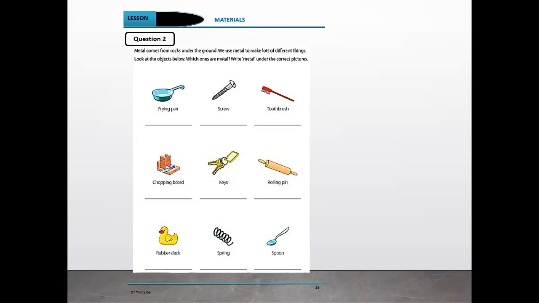Okay? First of all, frying pan. Will it be made from metal? Yes, it will, so I will write metal. Screw. Yes, it will be made from metal. Toothbrush. Of course, no. I will not write anything. Chopping board. Of course, no, it's made from wood. Keys. Yes, it's made from metal. Rolling pin. No, it's made from wood. Rubber duck. It says rubber, so it's not a metal. Spring. Yes, it can be made from iron. It's a metal. Spoon. Yes, it's made from stainless steel.